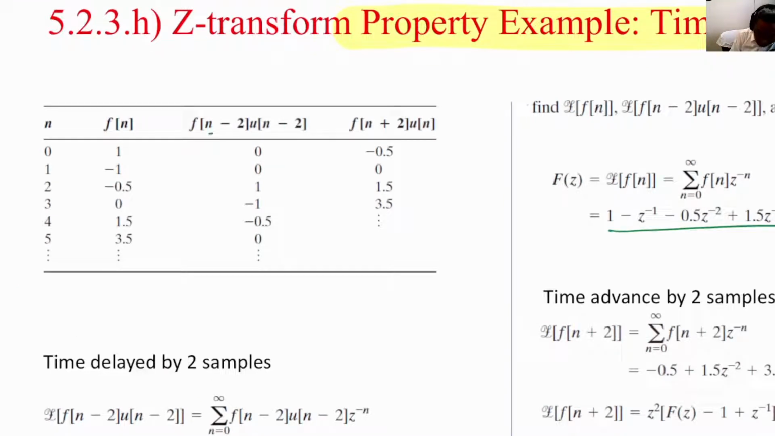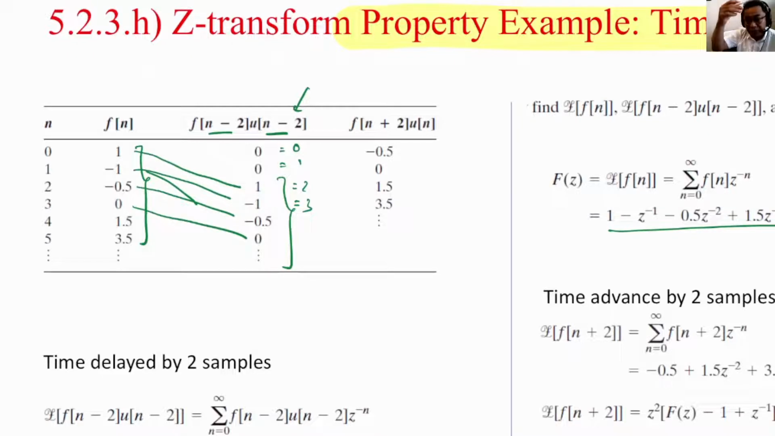In Fn-2, Un-2 basically means we're shifting the entire sequence. So this entire sequence is delayed by 2. So this is index equals to 0, index equals to 1, index equals to 2, index equals to 3. So basically, the entire sequence is copied and pushed backwards.